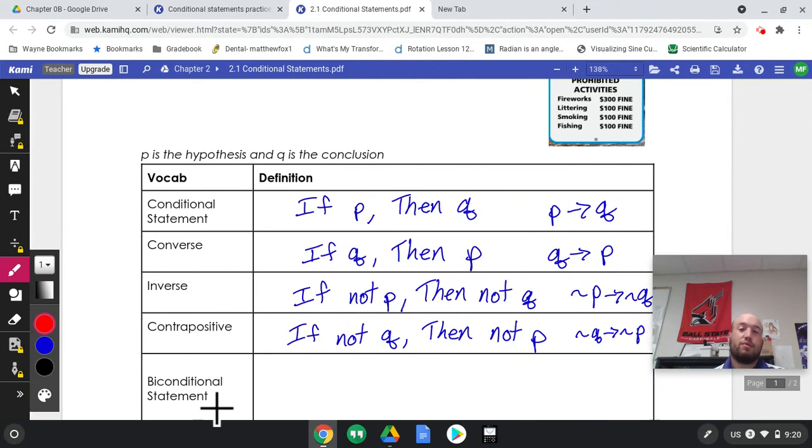So just a real quick recap from yesterday. Remember, our conditional statement always has two parts, the if and the then, our hypothesis and our conclusion. Then our converse is when we switch the front and the back, they switch places. So if Q, then P. Inverse goes back to the original conditional statement, but it negates them, meaning the opposite or not. So if not P, then not Q. Finally, contrapositive, we switch their order and we negate them. So if not Q, then not P.